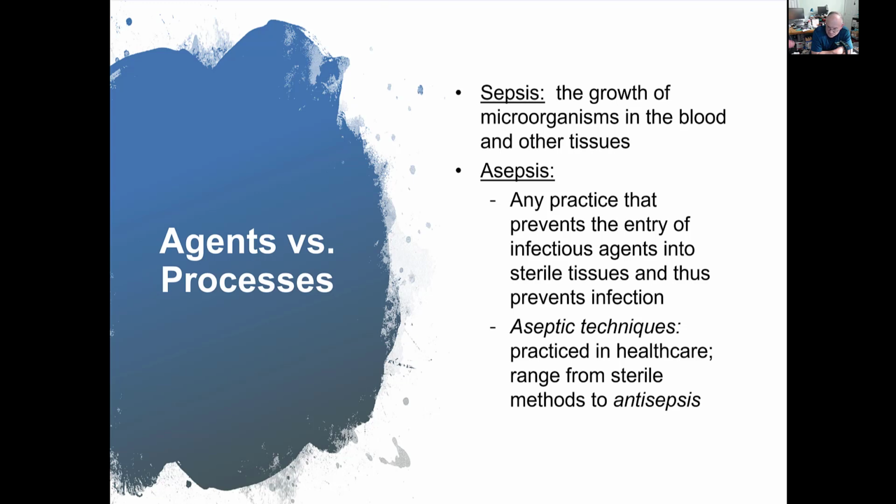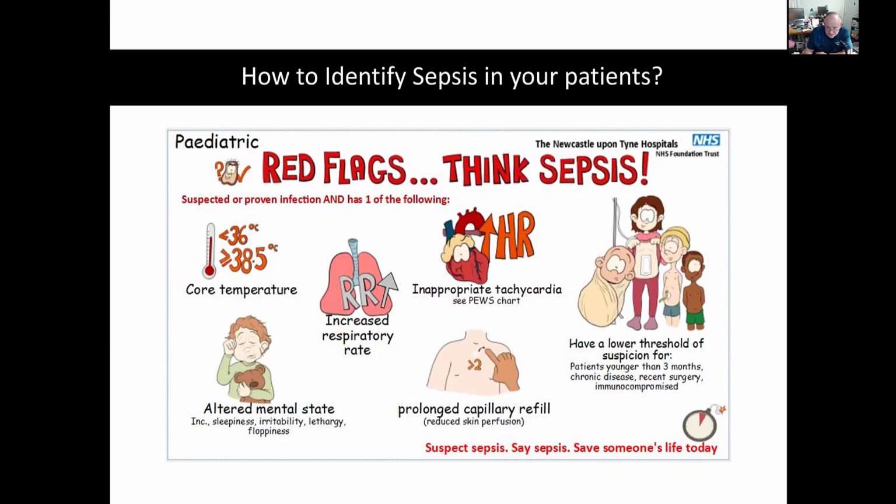Asepsis is a practice that prevents the entry of infectious agents into sterile tissues. So we practice aseptic technique during surgery and various other procedures. It's really, really important, and that's why it's one of the key things that I try to convey for you in lab. It's just a very important thing.